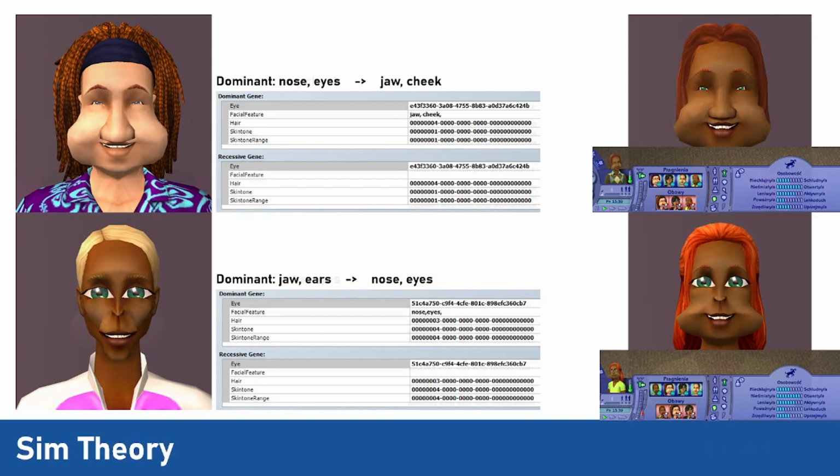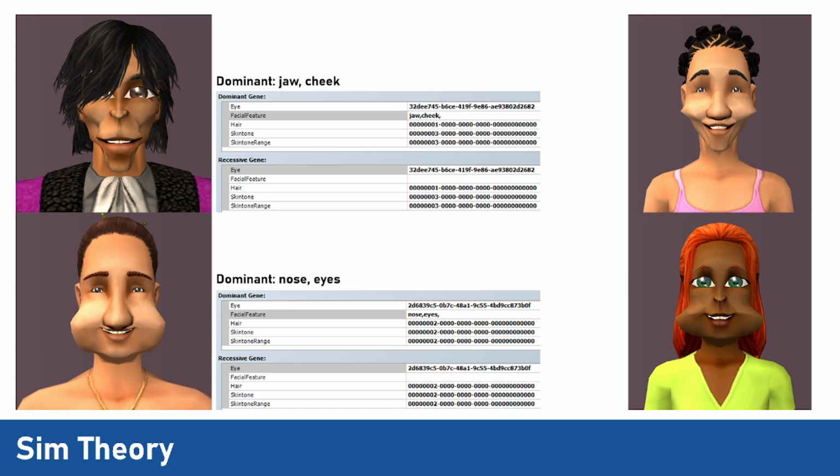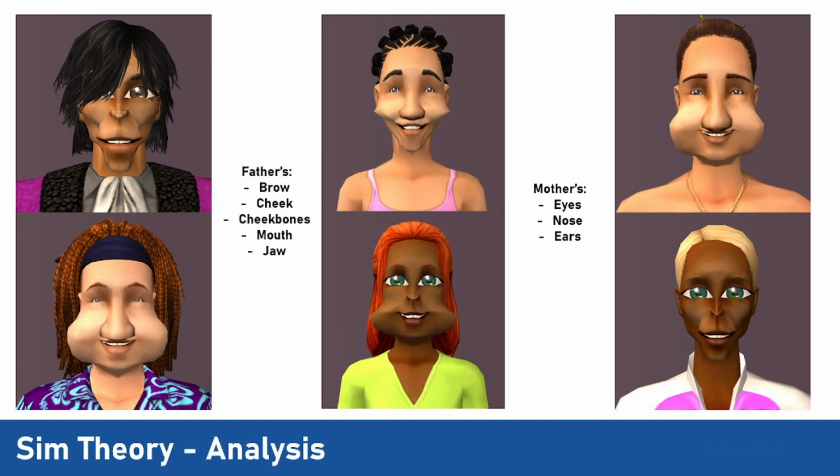Second experiment, change dominant facial features of the second pair to the same features as the first pair. Have them have a first sequence baby, and check if the 2 babies created got same features from their parents. And as you can once again see, the traits that each daughter got from their parents are the same. Father's brows, cheekbones, jaws, and mouths, and mother's eyes, noses, and ears.